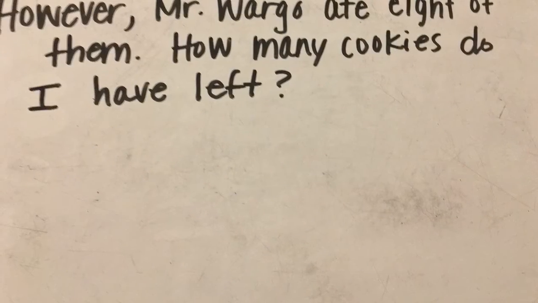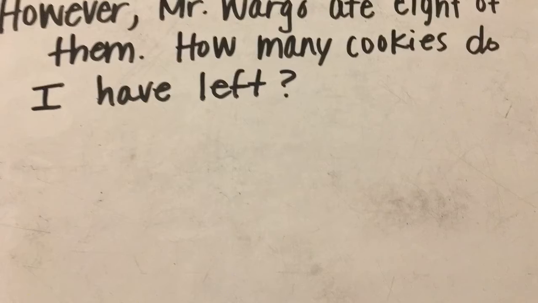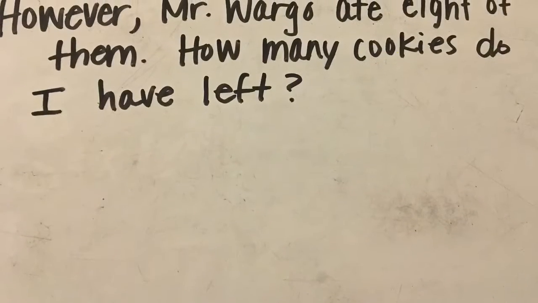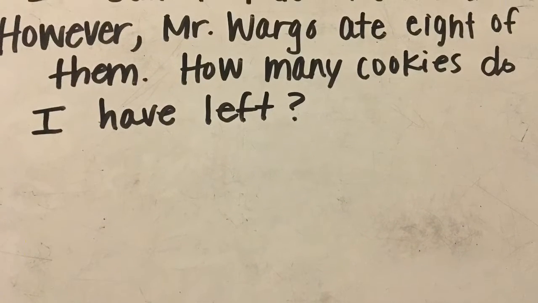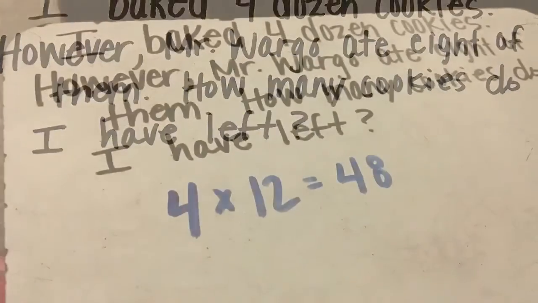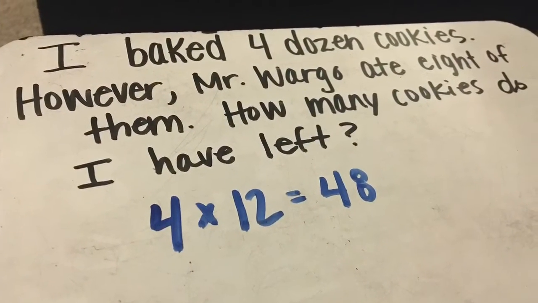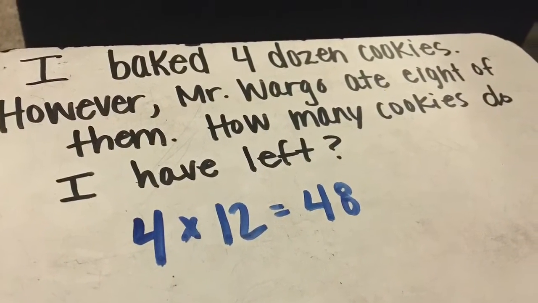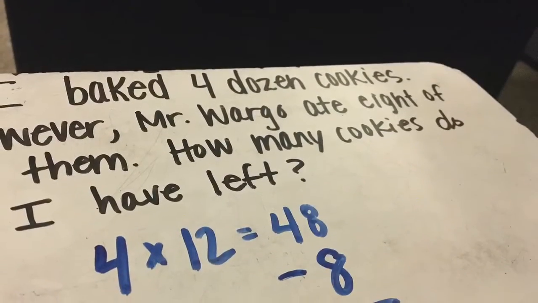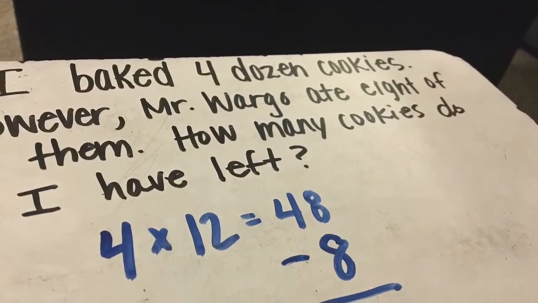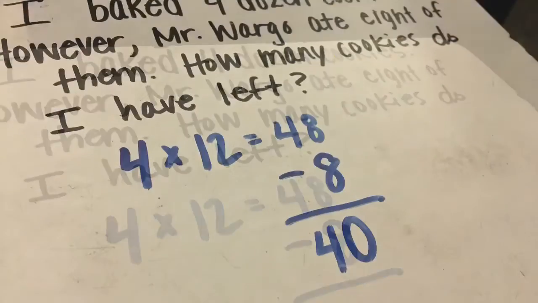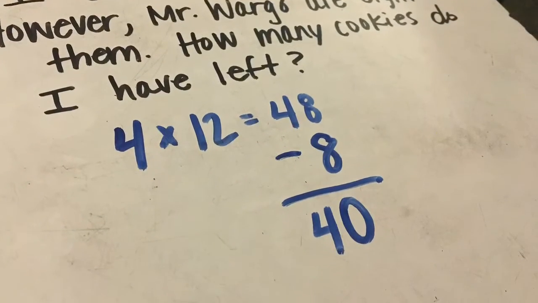I baked 4 dozen cookies. Mr. Wargo ate 8 of them. So how many cookies do I have left? First, I have to figure out how many cookies I had to begin with, which is 4 times 12, which is 48. Mr. Wargo ate 8 of them, so 48 minus 8 is 40. So I have 40 left.